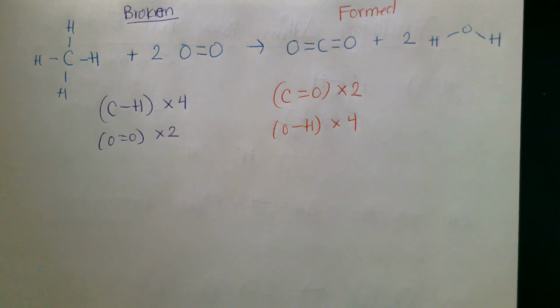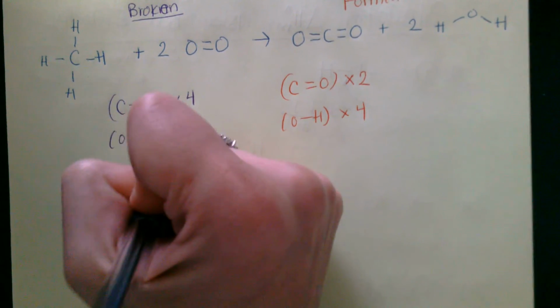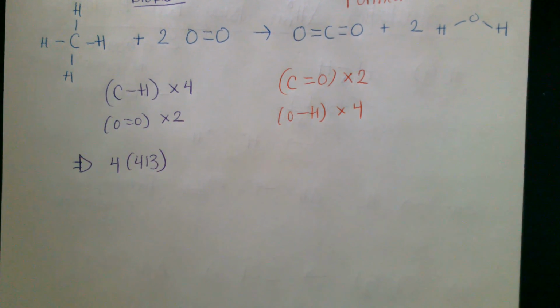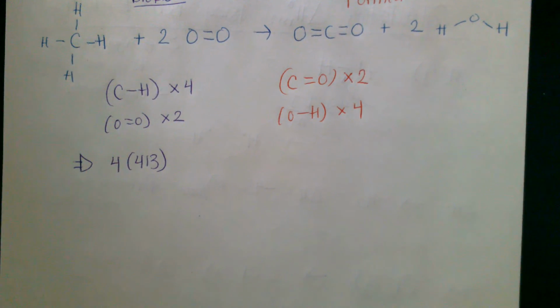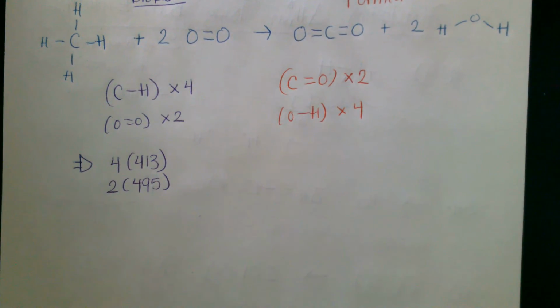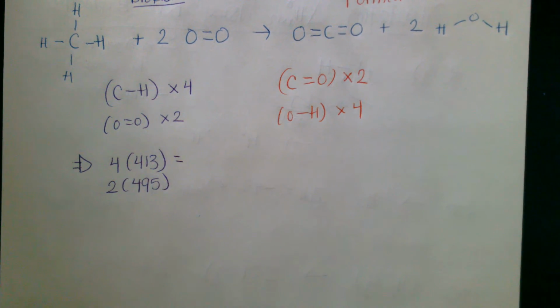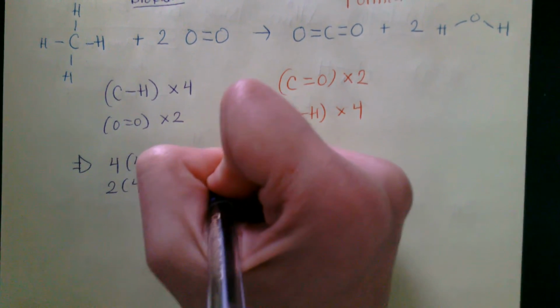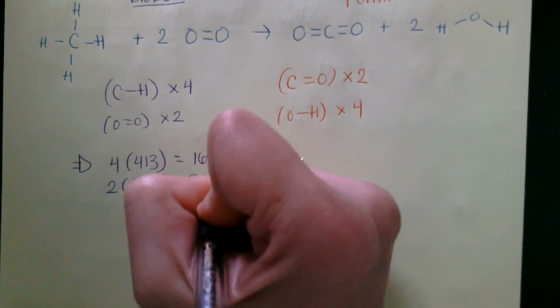Okay, so let's look at our chart. We need the CH, which we've already seen. So this is going to be 4 times 413. Okay, so again, we already saw that one in the chart. Oxygen-oxygen double bond, we haven't seen yet. So that's here. That's 495. So we have 2 times 495. Okay, so 4 times 413 is 1652, and 2 times 495 gives me 990.